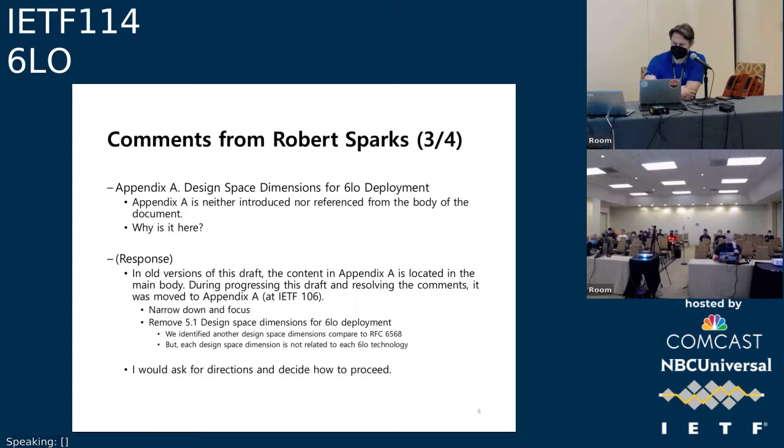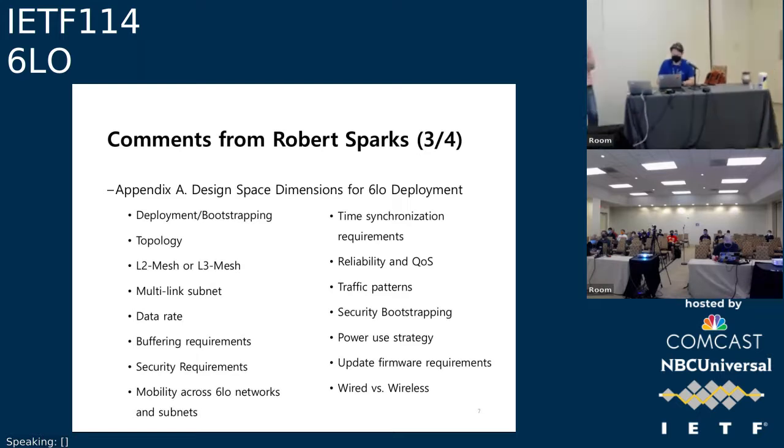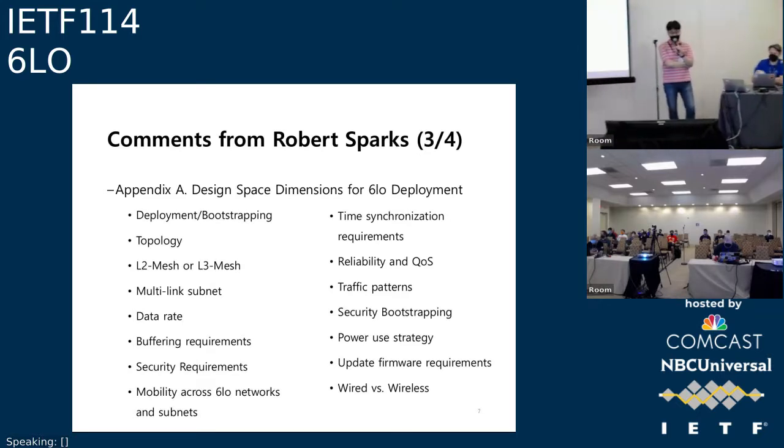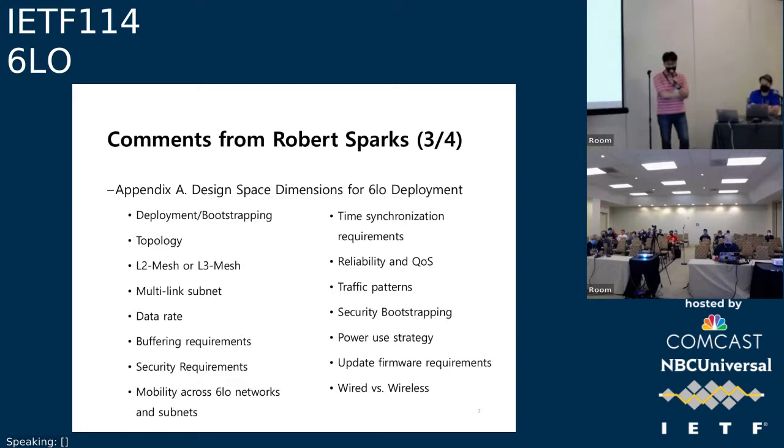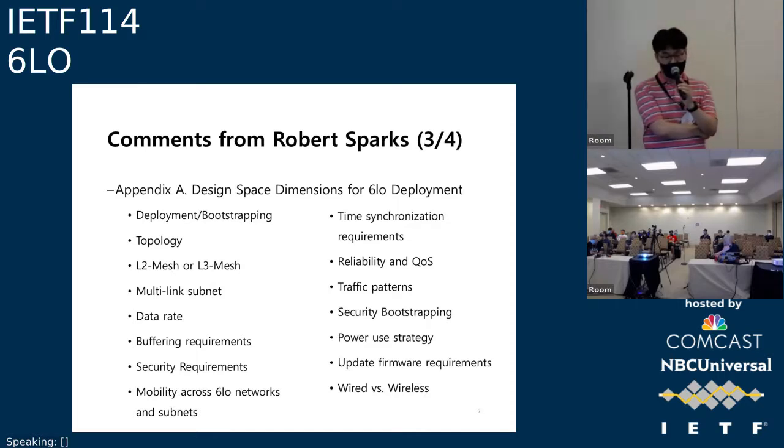Yeah, the third comment from Robert Sparks is about Appendix A. In the previous revision, there is Appendix A. It is the design space dimension for 6LoWPAN deployment. In Appendix A, there are some descriptions of deployment, topology, L2 mesh or L3 mesh, multi-link subnet, data link layer, and so on. So this is not directly related to 6LoWPAN or 6LoWPAN technology, but it is helpful to understand and helpful to design for the network.